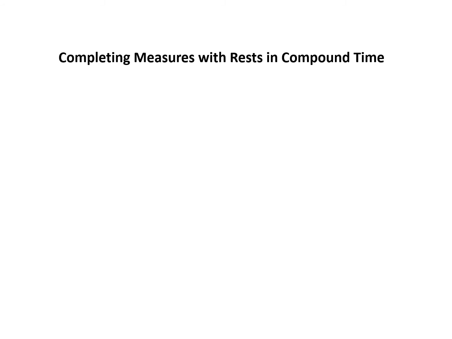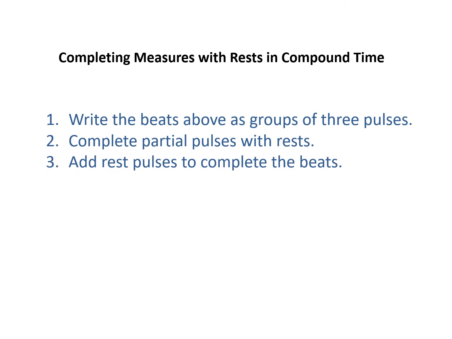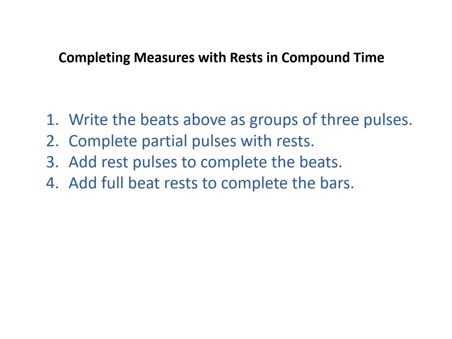When completing measures with rests in compound time, follow these steps. 1. Write the beats above as groups of 3 pulses. 2. Complete partial pulses with rests. 3. Add rest pulses to complete the beats. And 4. Add full beat rests to complete the bars.